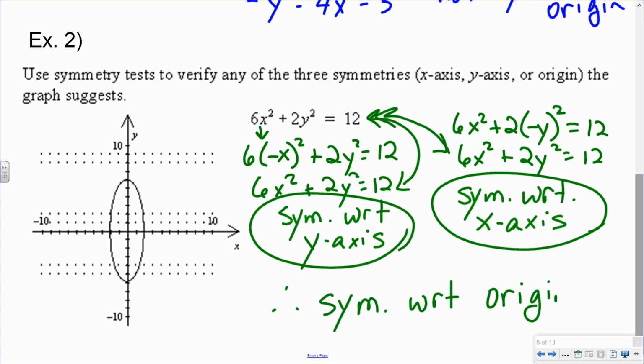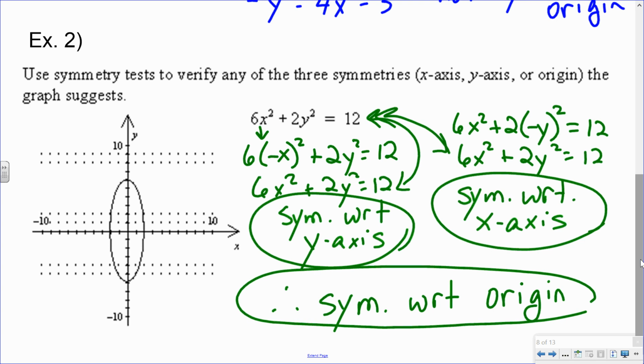The only time I can skip one is if I do origin last, and the other two have both been positive, have both been, yes, it is symmetric with respect to x-axis and y-axis. So that's the only time you don't have to actually do all three. Any questions with that?